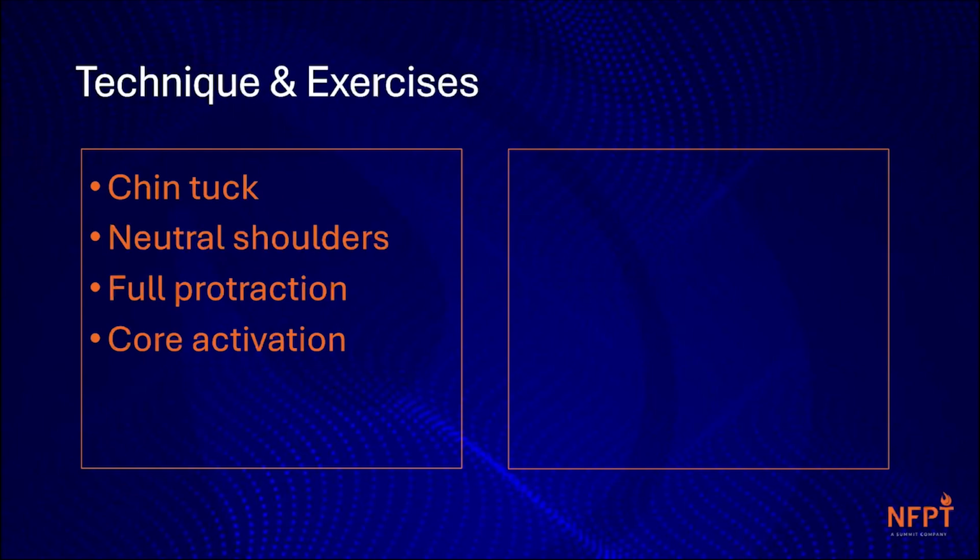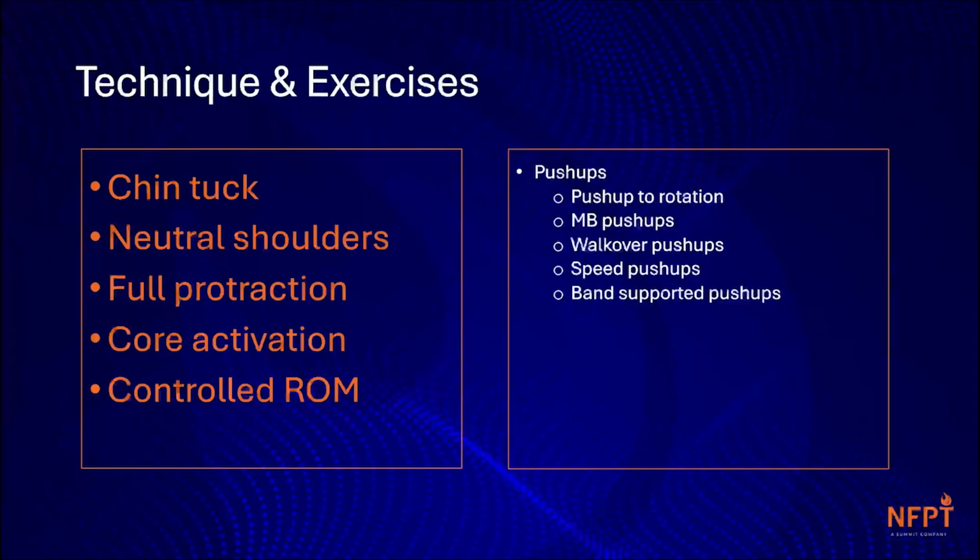And you also want to make sure that they've got a nice engaged core. So have them draw their belly button in towards their spine and make sure that that core is fully activated. And then throughout the entire exercise, make sure that they have controlled range of motion. So they shouldn't be going out too wide, too far, shouldn't be doing anything too fast. Now, some examples of exercises that you could do.